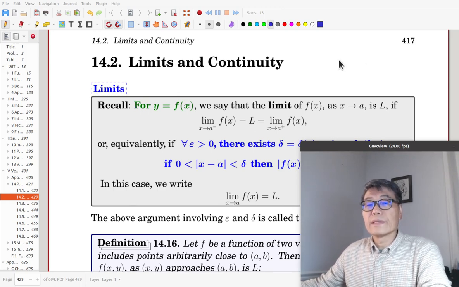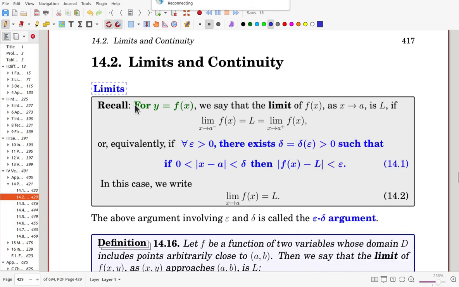It is section 14.2, limits and continuity. For limits, let's recall, for y equals f of x, we say that the limit of f of x is L as x approaches a if the left limit and the right limit exist and are the same as L.